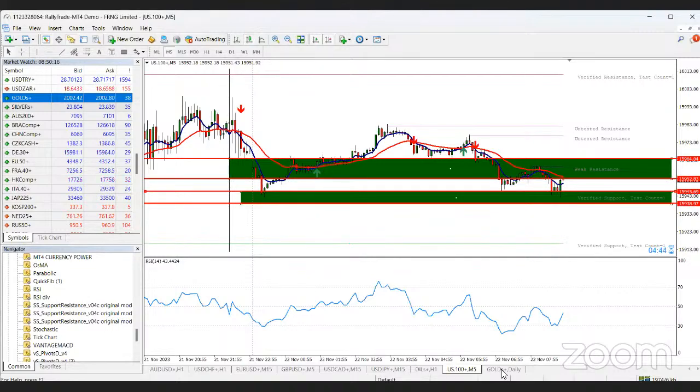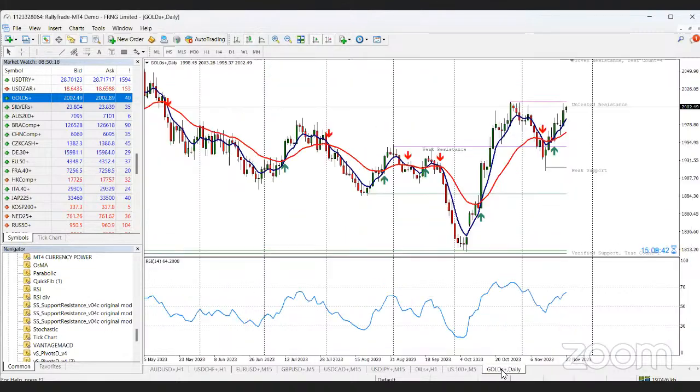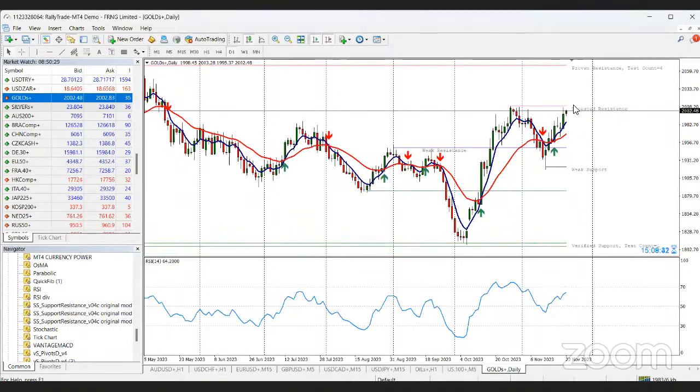So let's move on to gold. All right. So we can see that gold is on the daily time frame. On the daily time frame, it's looking like it's about to break this now. Remember, untested resistance is not so strong.